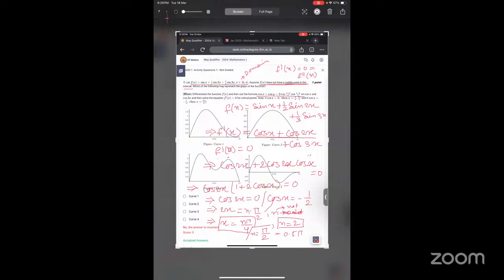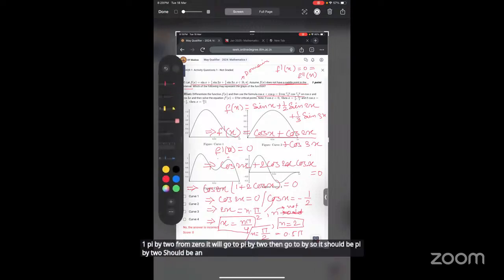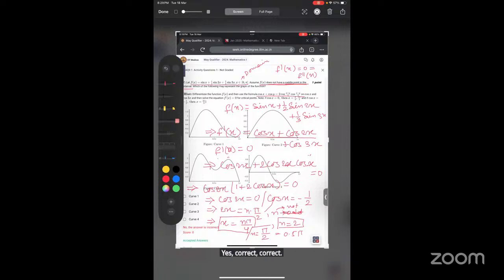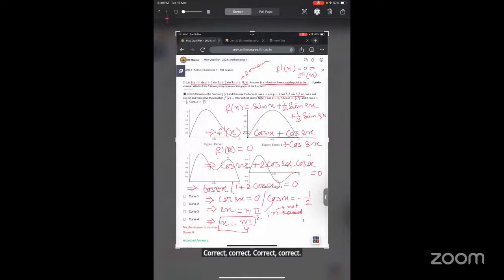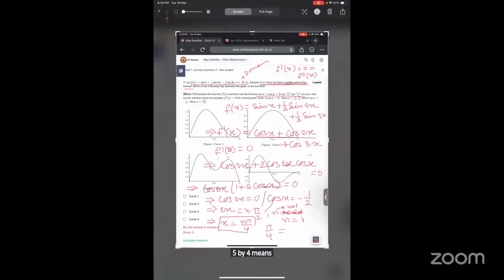Cos 2x is 0. From 0 it goes to pi by 2, then to pi. So 2x should be an odd multiple of pi by 2: 1 pi by 2, then 3 pi by 2 it will come down, then 5 pi by 2 it will come up. So we can take n equals 1, so pi by 4 will be there. Pi by 4 means 0.25 pi, right?